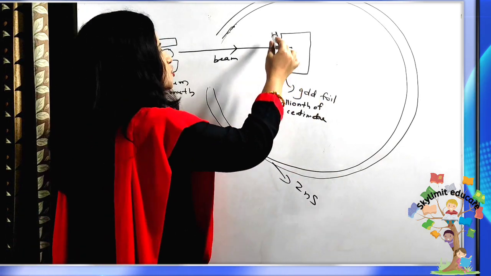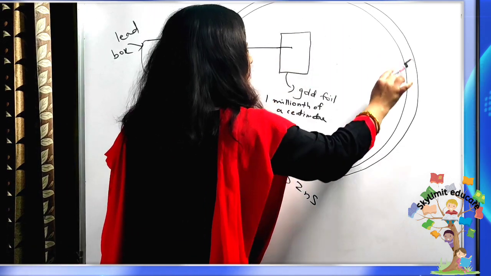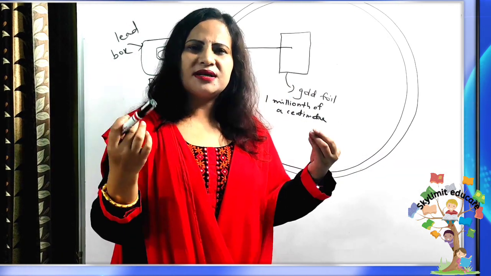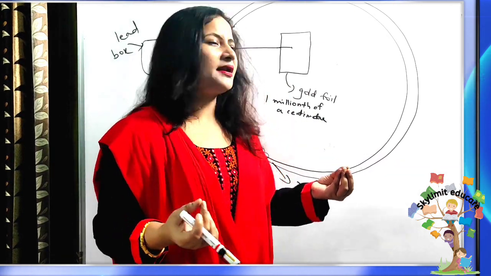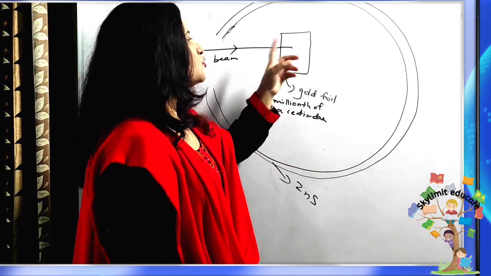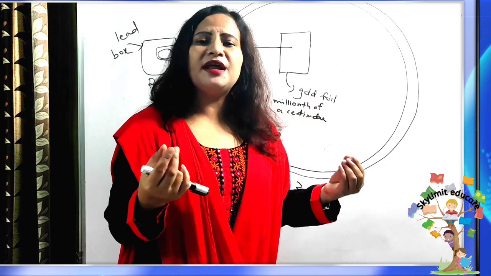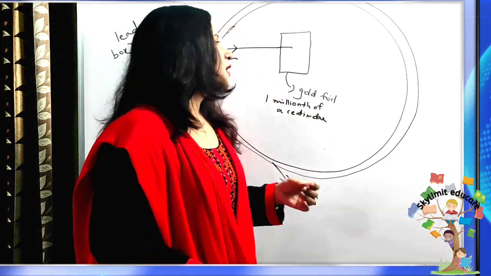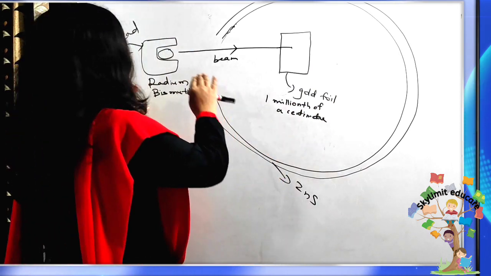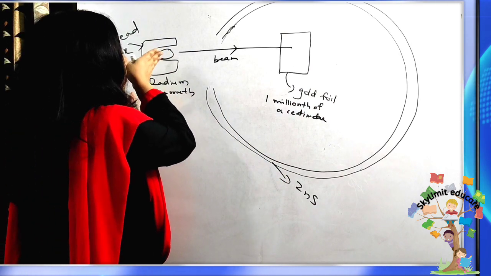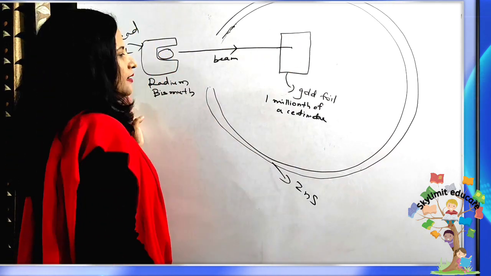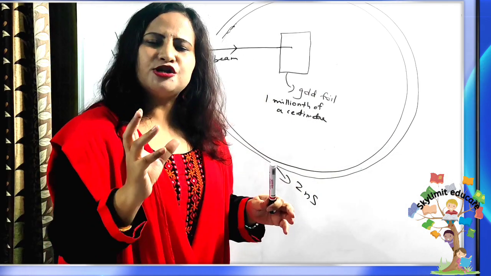And this gold foil was surrounded by a zinc sulfide screen because we want to detect whether any particles are coming out, or whether the alpha particles pass through this gold foil or not. Yes or no? This zinc sulfide screen will produce illumination, it will produce scintillations. So for that, it was completely surrounded by the zinc sulfide screen, and now the alpha particles were made incident on this gold foil, and the observations were noted.